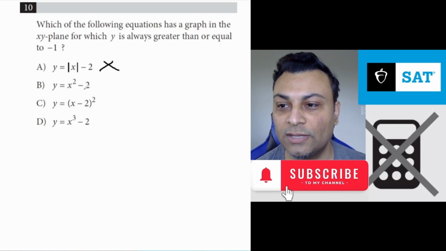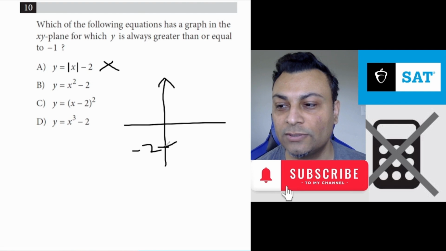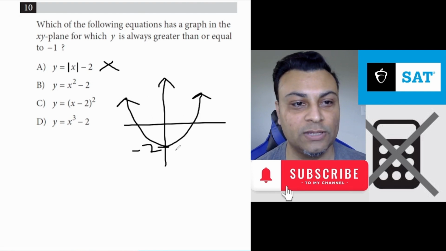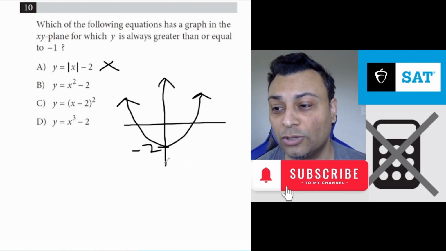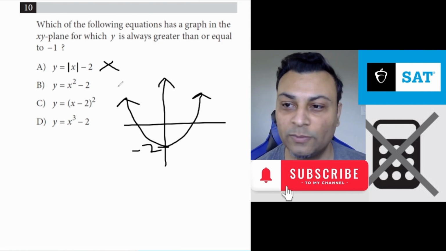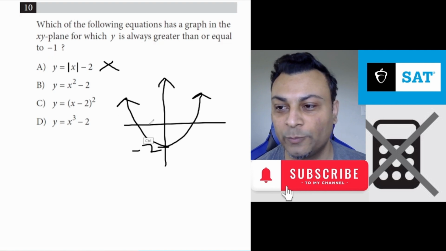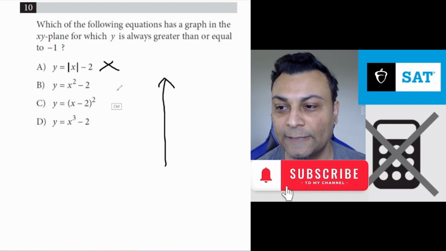This one says x squared minus 2, so it's the parabola. But again, it's been shifted down 2 units. And once again, the y coordinate would always be negative 2 or greater. But we want negative 1 or greater. So that's not it either.